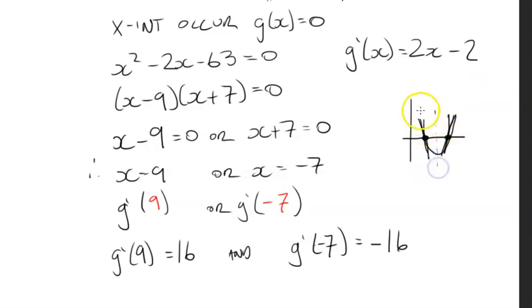And you can choose any 2 symmetrical points, get the rate of change. That rate of change number, digit-wise, is going to be the same, but one's going to be positive and one's going to be negative. So this here is negative 16 and this here is positive 16 at these 2 intercepts of 9 and negative 7.